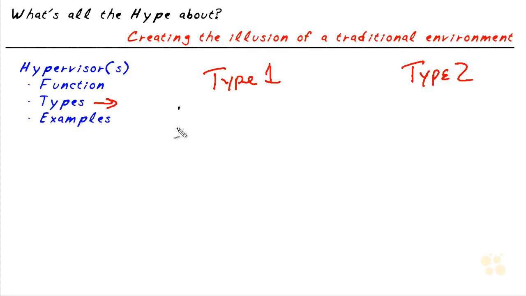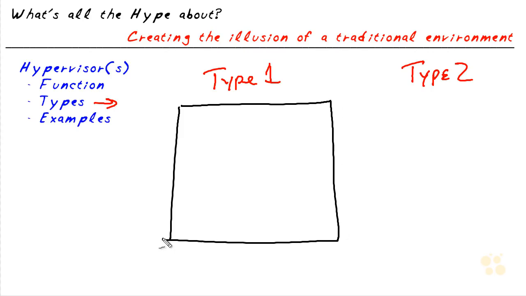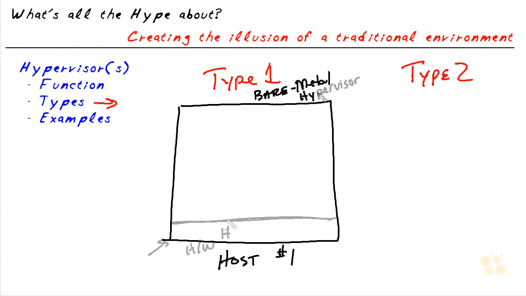And let's start with a type 1. Now, we have to have some hardware somewhere that's actually providing the functionality. So we're going to call this box host number 1, the physical box that's going to be running our hypervisor. And a type 1 hypervisor, also called a bare metal hypervisor, on our hardware, we'd have the hypervisor running directly on that hardware.